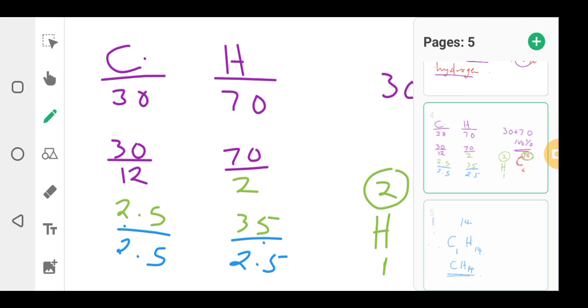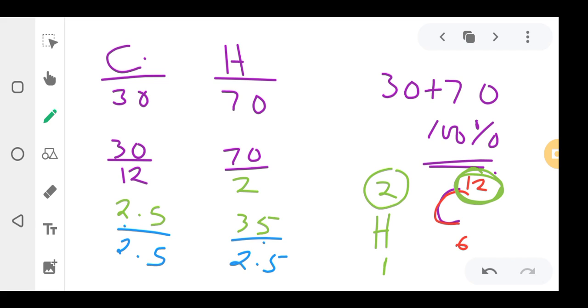Okay? We put the percentages. First we added the percentages. We found that the percentages were 100. And then we put the percentages on top. Here we put 30. There we put 70. When we reached there, we looked for the masses of carbon, which is 12, and also the mass of hydrogen, which is 2. When you divide, you find 25 and 35.